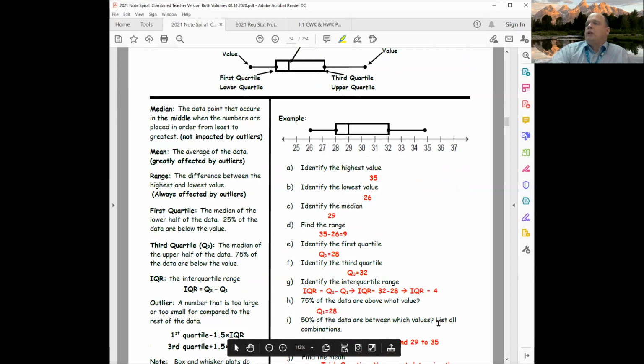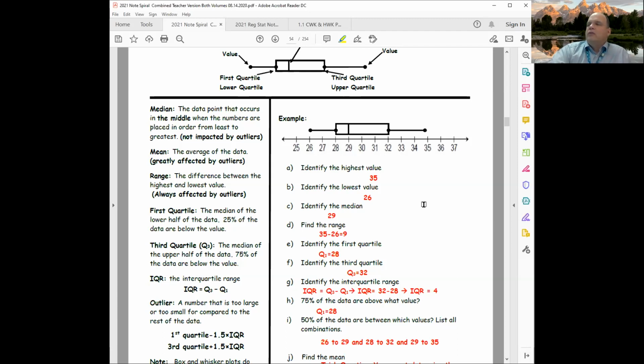50% of the data are between which values? List all possible combinations. Well, the lowest value to the middle value is 50%. So 26 to 29 would be my first 50%. 50% of the values are also located between 28 and 32, because each of those represents a quartile. That's the middle 50%. And then the upper 50% is going to be the median to the max value, which in this case is 29 to 35.